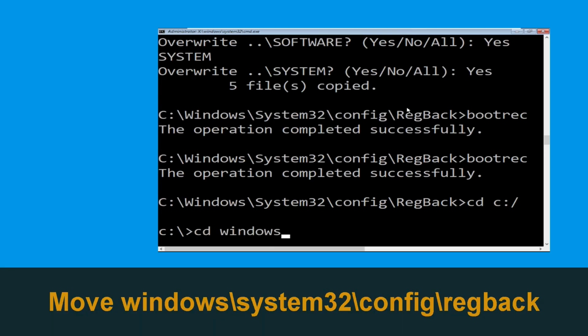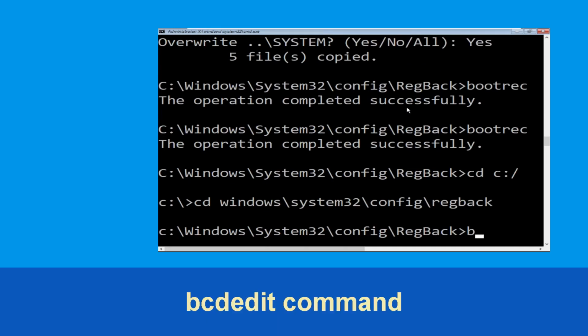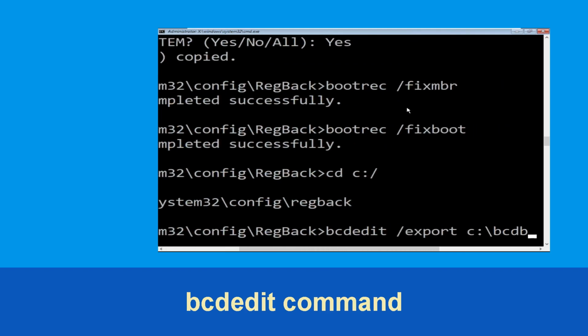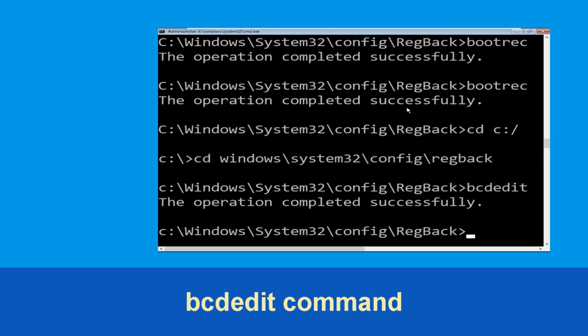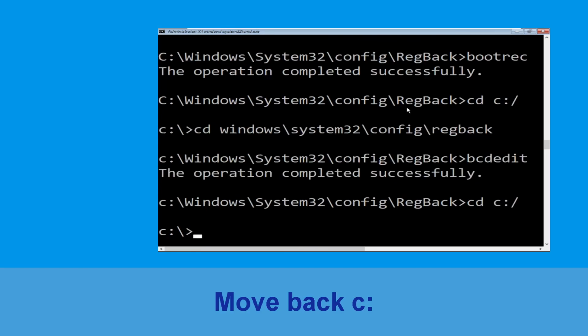Now execute this command. Type cd space Windows/system32/config/regback. Then simply hit enter to execute this command. Type bcdedit space /export space C:/bcdbackup and simply hit enter to execute this command. Type cd space C:/ and hit enter.